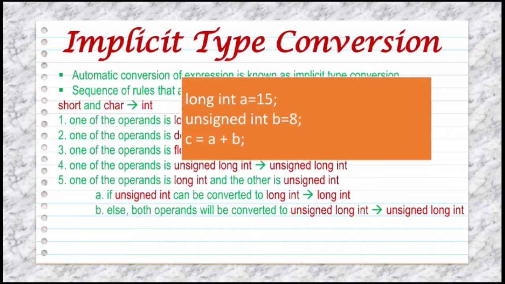So if unsigned int is not converted into long int, then the second condition applies, that is both the operands, a as well as b, will be converted to unsigned long int and the result will be unsigned long int.